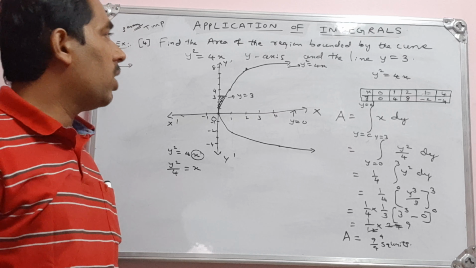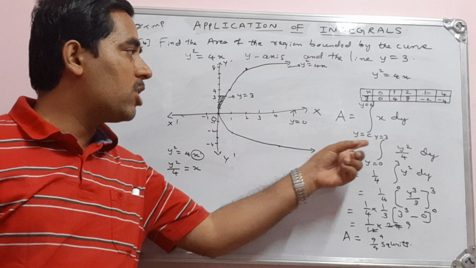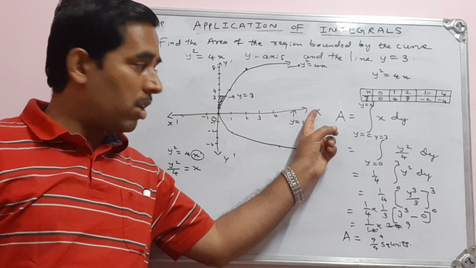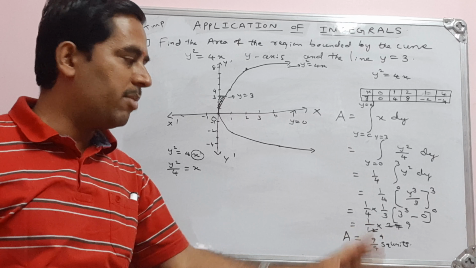So it is the case. The area bounded by the y-axis and the lines y is equal to 0, the equation of the x-axis, and y is equal to 3, the line. So we want this area, and that area is 9 by 4 square units.